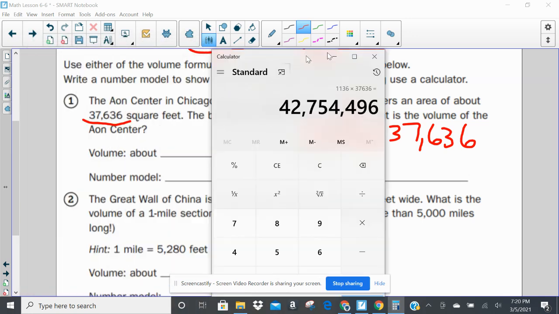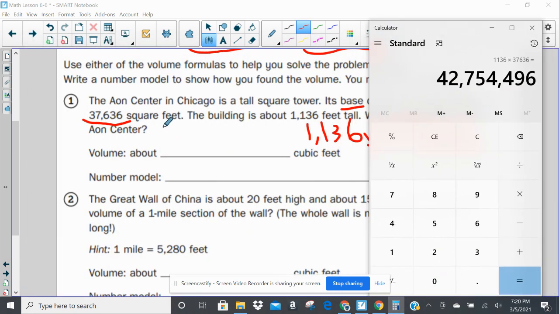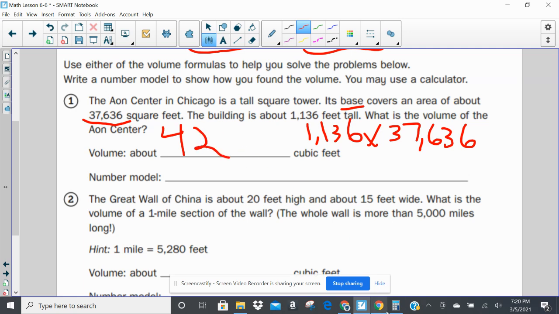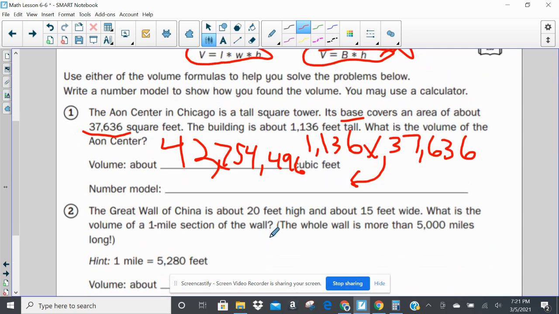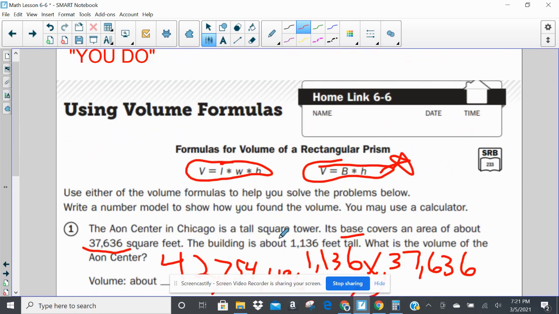All right. So our answer would be 42,000. What was that? 754. So 42,754,496. Now this was our number model that would go right there. I want you to find the volume for number 2 and 3 and the rest, and complete the rest of this page here. All right?